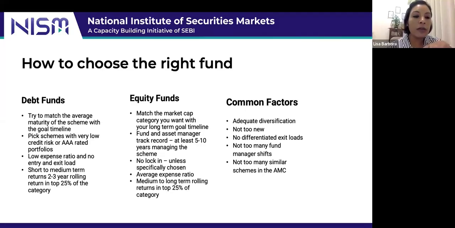Short to medium term returns in 2 to 3 year rolling returns should be within the top 25% of the category. So you have many sources to check how returns are doing across peer sets, online sources. You don't need the top performing fund because that will keep changing, but make sure that at least in returns, 2 to 3 year rolling returns are within the top 25% or the top quartile of the peer group.